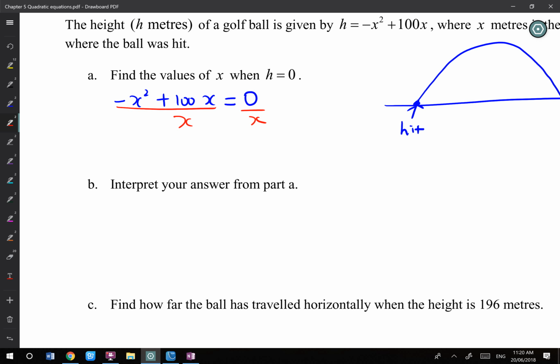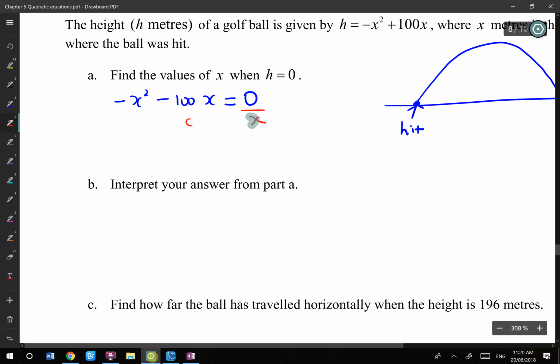Like x might be anything. Like x might be 0. So you can't divide by 0. You can't divide by something you don't know whether it's 0 or not. You need to be definitely sure it can't be 0, then you can divide. Otherwise, you can't. So what we need to do is factorize.